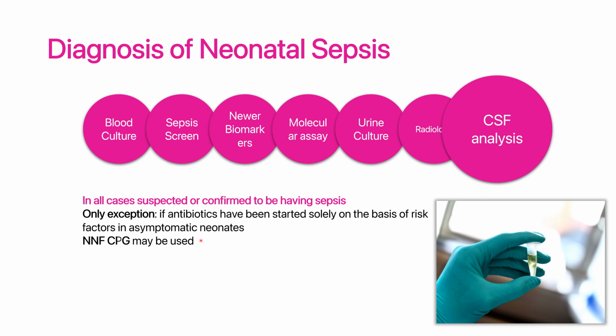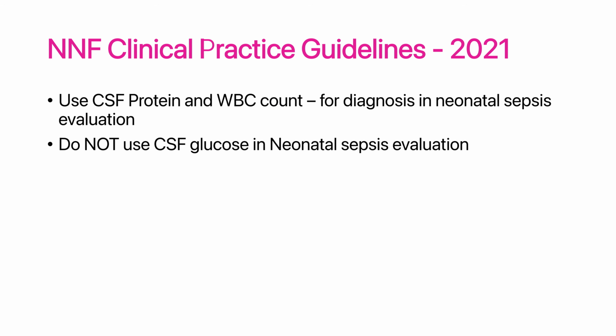Next is which guidelines to follow or which cutoff to use, because as we know, in adults and older children, presence of a single polymorph indicates meningitis, more than 5 cells indicates meningitis, but in neonates the cutoffs or the normal values are slightly different. So to know that, we have to follow the NNF clinical practice guidelines or NNF CPG. So what are the NNF clinical practice guidelines? They have been released in 2021.